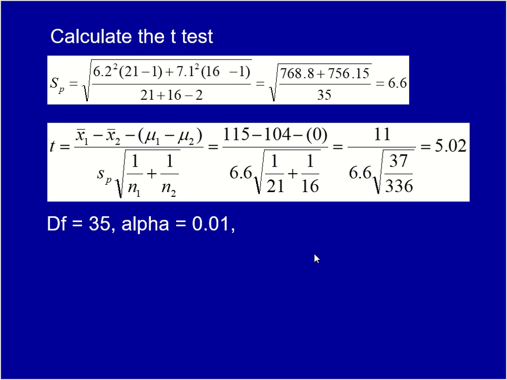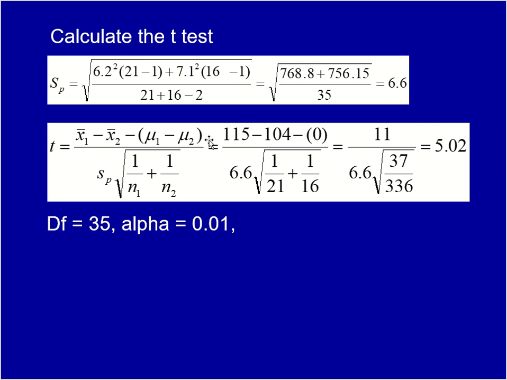To be able to calculate your t-test, first you have to calculate your S-pool. So you take the first standard deviation, you square it, and you multiply it by the degrees of freedom, plus the second standard deviation, you square it, you multiply it by the degrees of freedom, and then you divide all of that by the common degrees of freedom, 21 plus 16 minus 2, and then you take the square root of all this. You get 6.6. Notice 6.6 is between 6.2 and 7.1, so it appears to be a correct answer.